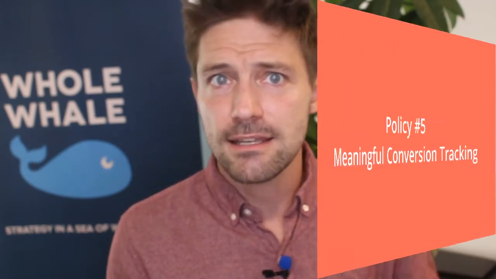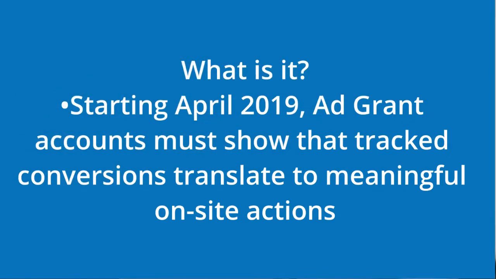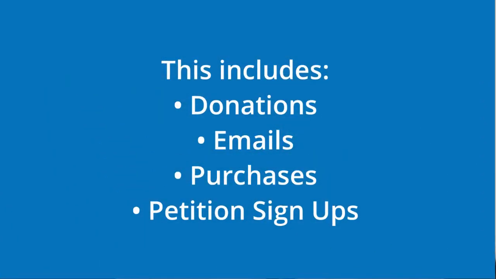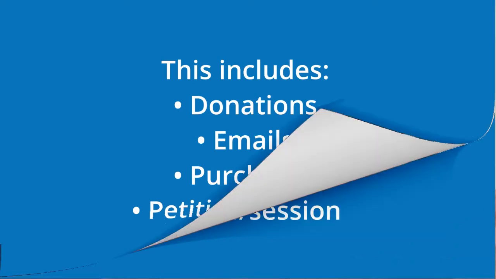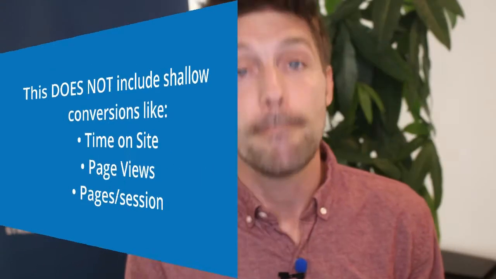Okay. Policy number 5, meaningful conversion tracking. What is it? Starting April 2019, the Ad Grant accounts must ensure that tracked conversions signify meaningful site actions, for example donations, emails, signups, purchases, petition signups, as opposed to only shallow site usage like time on site, page views, pages per session type measurements.